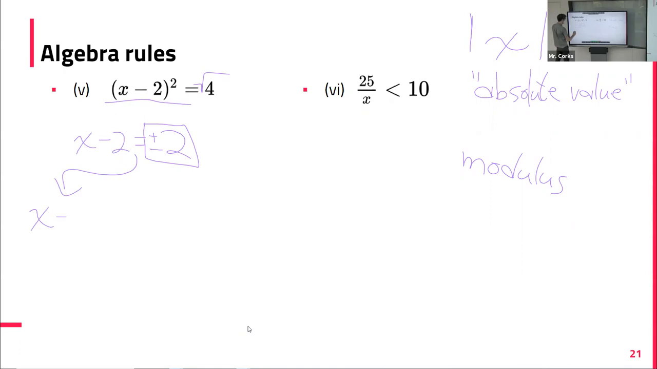So either x minus 2 is equal to positive 2, or the other version, x minus 2 is equal to negative 2. And we just consider both of them and work these out. At this point, it's pretty easy. X equals 4, or x is equal to 0. So both of those two values will satisfy this original equation. So the plus minus just means two things going on at the same time.